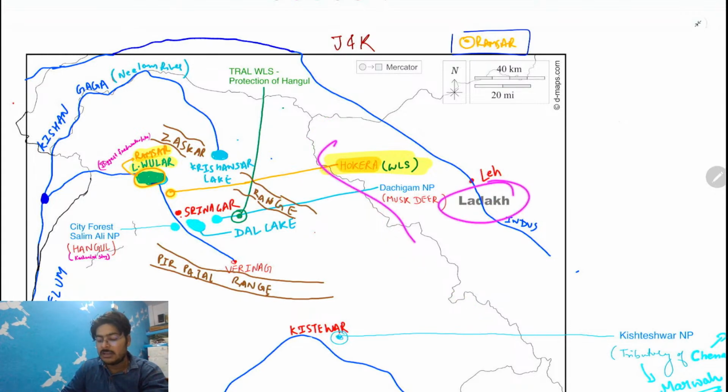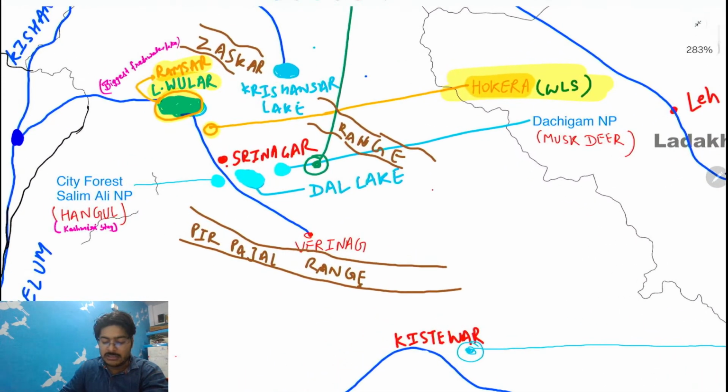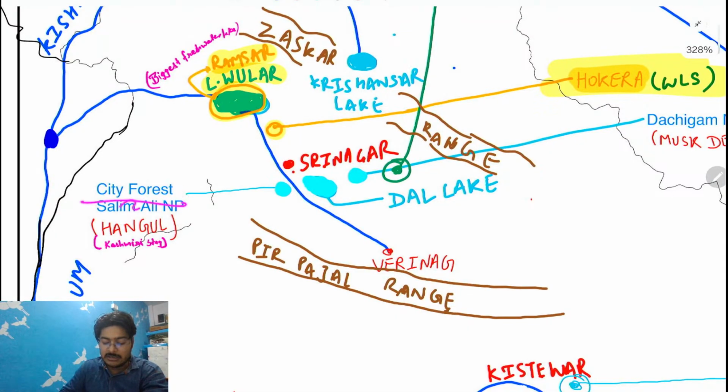So here you have the Ladakh. This is the JNK. Here you have the Ladakh, Leh, and the Siberian passing. This is the Dachigam National Park. One more thing that we have left is the city forest or Salim Ali National Park. ठीक है ना, city forest or Salim Ali National Park.